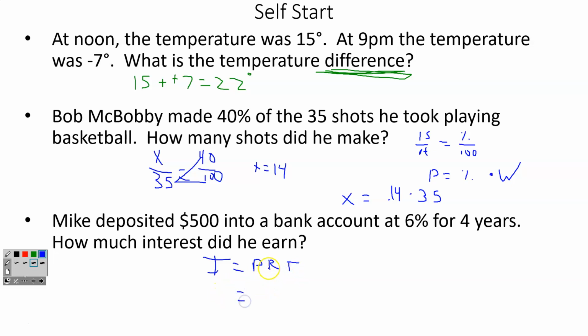So the P, the principal, is what he started with, which is 500, times it by the rate, which is 6%. We need to remember, though, to divide that 6% by 100 so we can get a decimal. So that's going to be 0.06, and we're going to times that by 4 years. So 500 times 0.06 times 4 gives me an answer of 120. So how much interest did he earn? He earned $120 for that account.